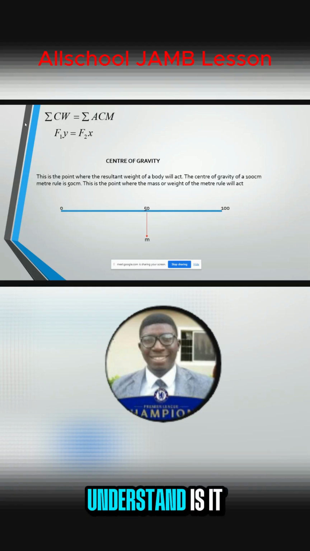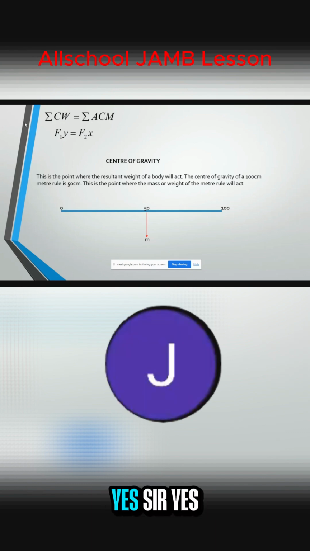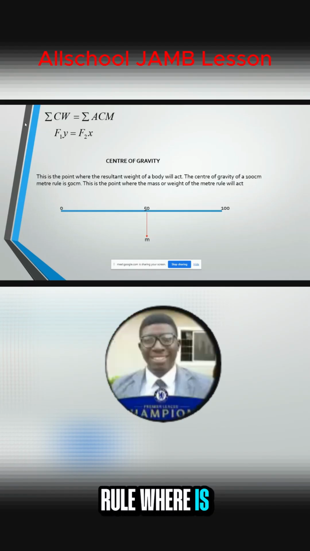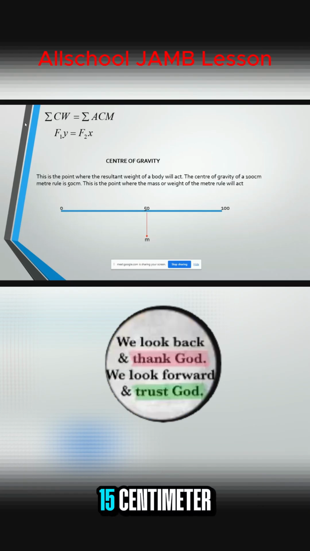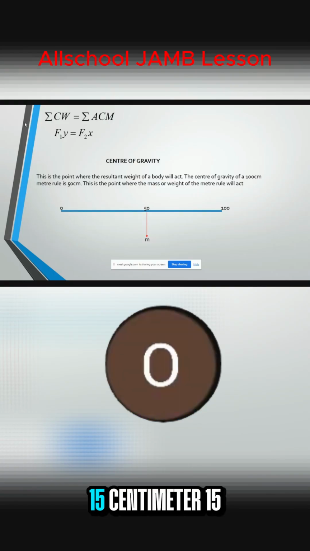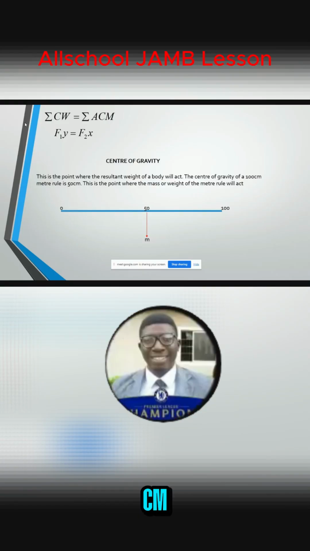Did you guys understand? Is it clear? Yes, sir. All right. If we have a 30 cm meter rule, where is the center of gravity? 15 cm.